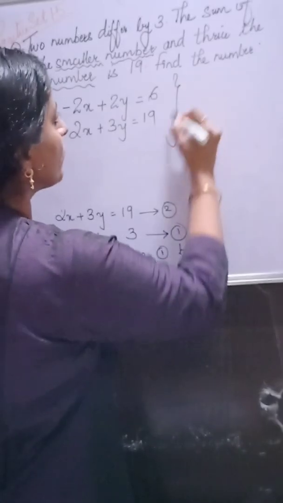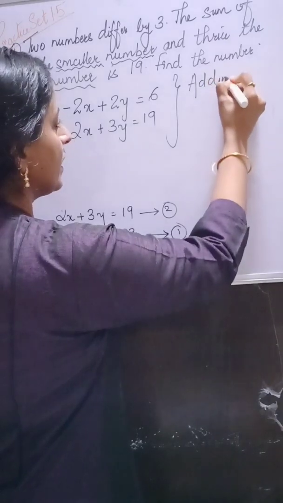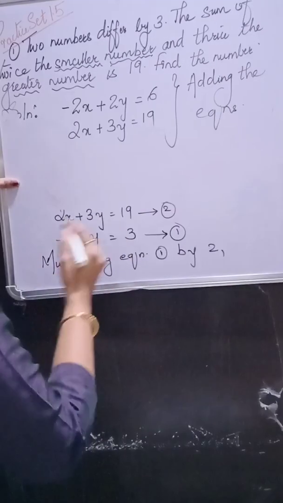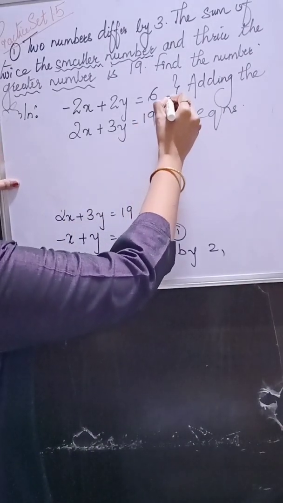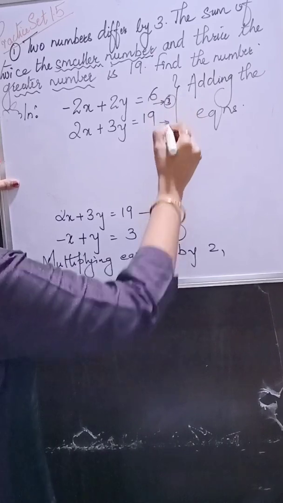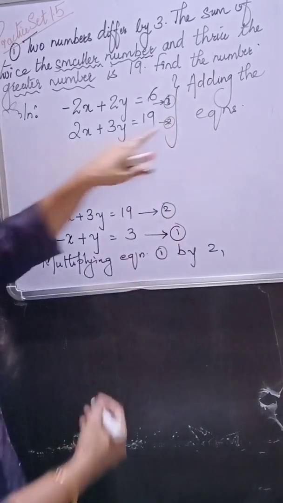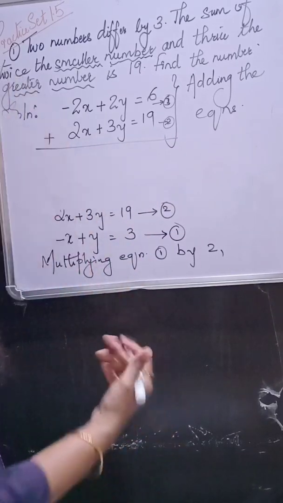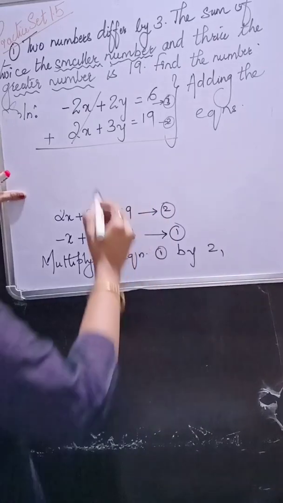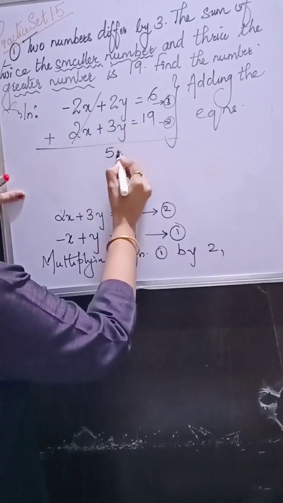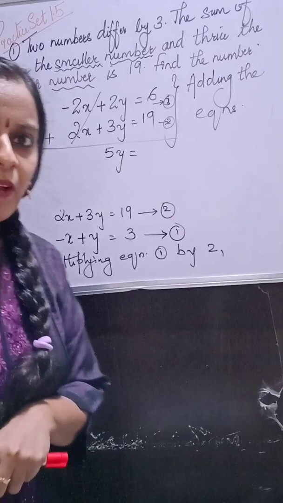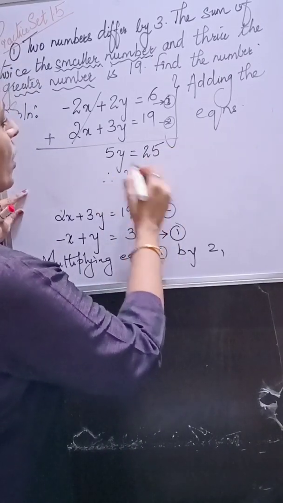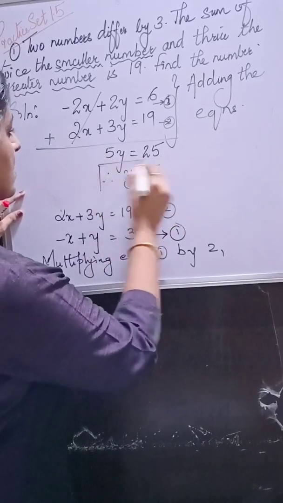What are we going to do? We will add the equations. If you want you can write this as new equation 3 and this as the second equation. So when you add, opposite signs cancel. Minus 2x and plus 2x cancel. 2y plus 3y is 5y, equal to 19 plus 6 is 25. So we have y is equal to 25 upon 5 and that is 5.